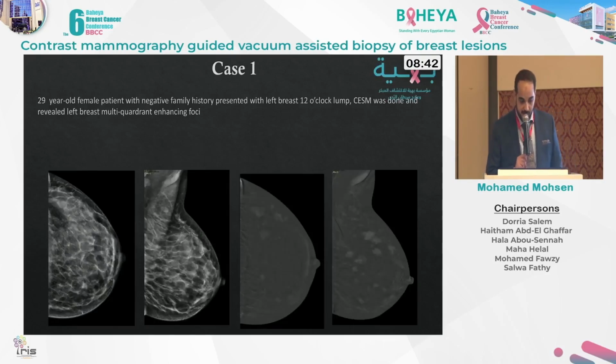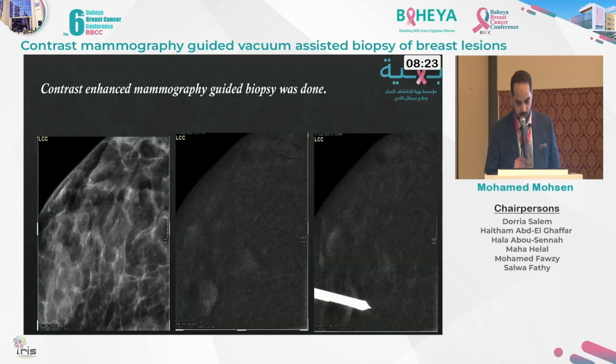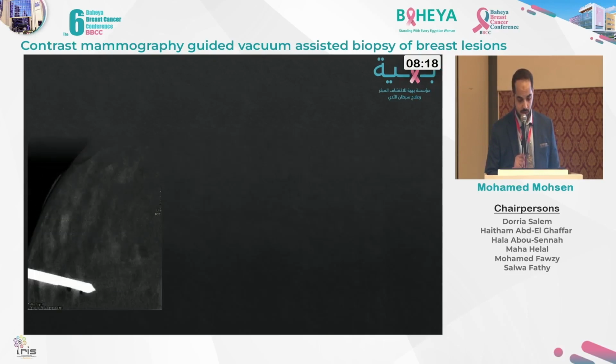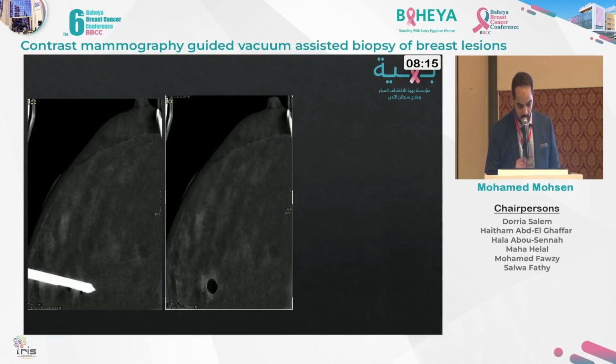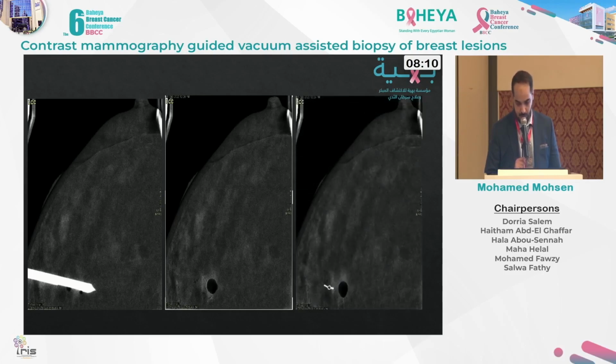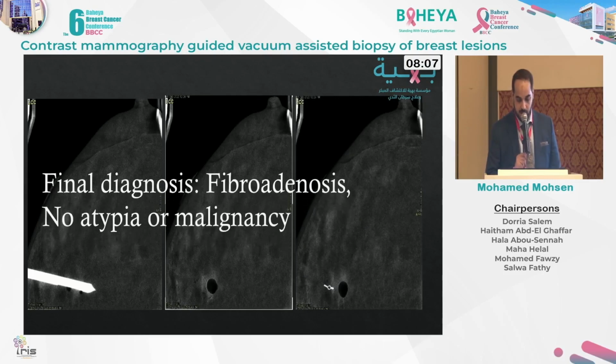Cases. There's a 29-year-old female patient with negative family history presented with left breast 12 o'clock lump. Contrast mammography was done and revealed left breast multi-quadrant enhancing foci as seen here and here. Contrast-enhanced mammography guided biopsy was done. There is the targeting of the lesion. This is after the biopsy, and the clip insertion. Diagnosis was fibroadenosis with no atypia or malignancy.